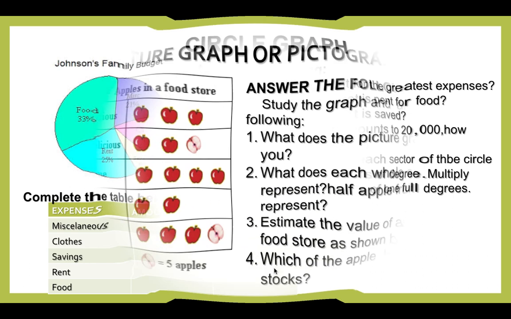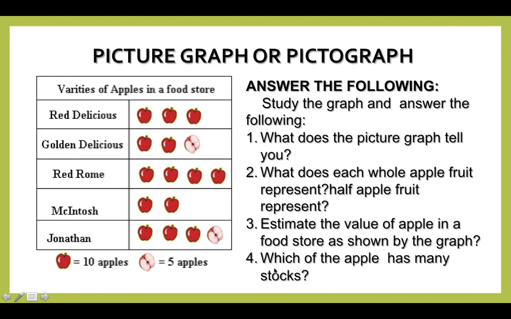Okay? And finally, for the picture graph or pictograph, ayan. Usually, picture graph ginagamit kapag sobrang dami ng population. Halimbawa dito, dahil madami yung apple, so each apple representing 10 apples. Tapos pag 5 apple lang siya, kalahating apple lang yung nakalagay. Okay, so halimbawa, variety of apples in food. So sa Red Delicious, meron tayong tatlong apples, which is equivalent to times 10, that's 30.